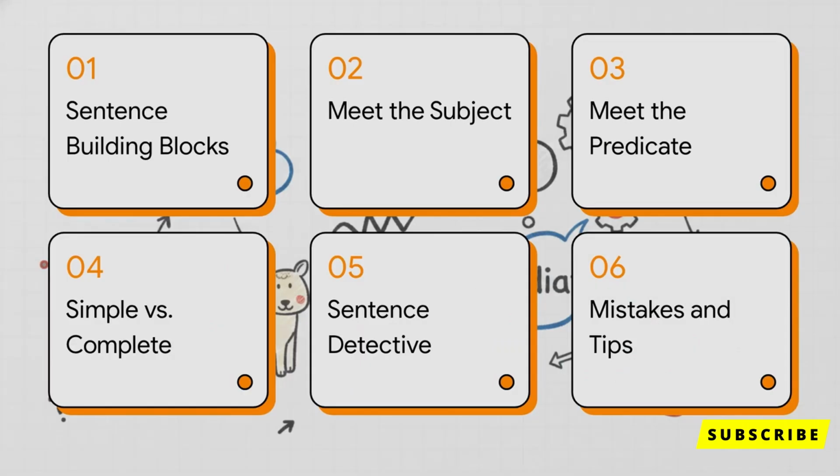So here's our roadmap for today. We'll start with those sentence building blocks, meet the subject, and then we'll meet the predicate. After that, we'll figure out the difference between simple and complete parts, do some active sentence detective work, and then wrap up with some common mistakes to avoid. Mastering this structure is going to immediately improve your reading, writing, and speaking skills. It's literally the master key to the language.